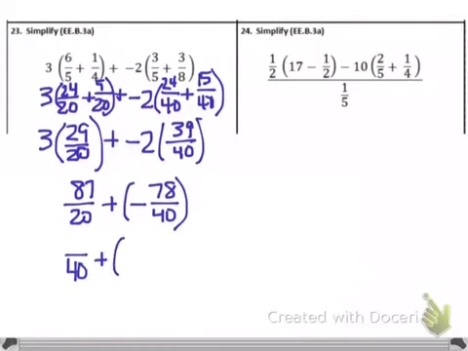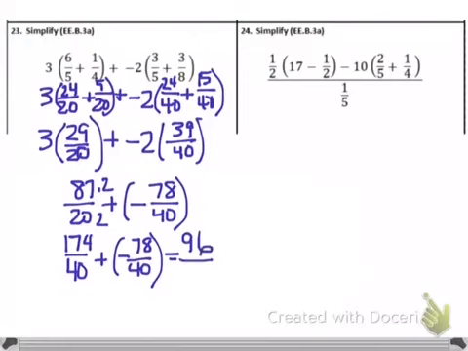This fraction over here can stay the same. I'm only putting the parentheses on this because it is a negative number and I don't want those two signs to get confused. So if I multiply this by 2 to make it into the 40, I have to multiply that by 2 as well. And you get 174. So now, when I take those two fractions and combine them with common denominators, 174 plus a negative 78 gives me 96. And I'm just going to bring over my denominator of 40.